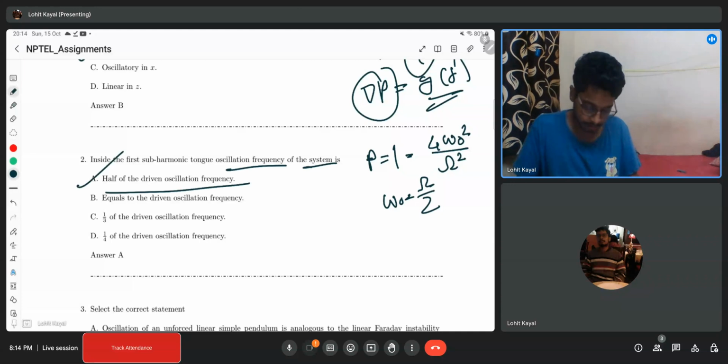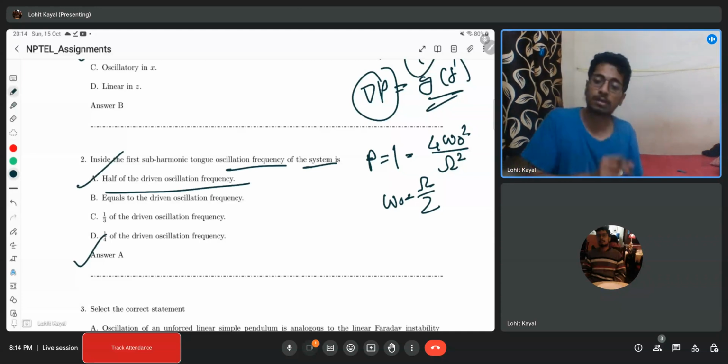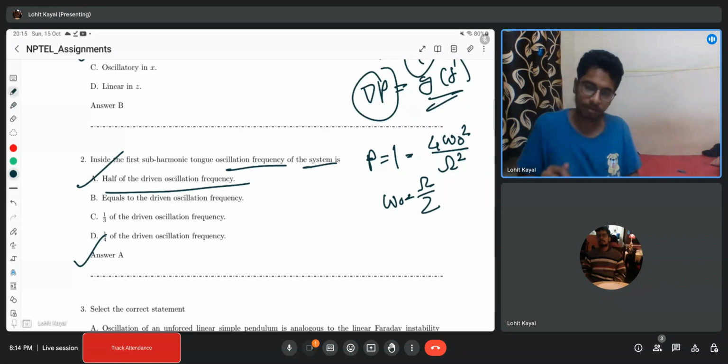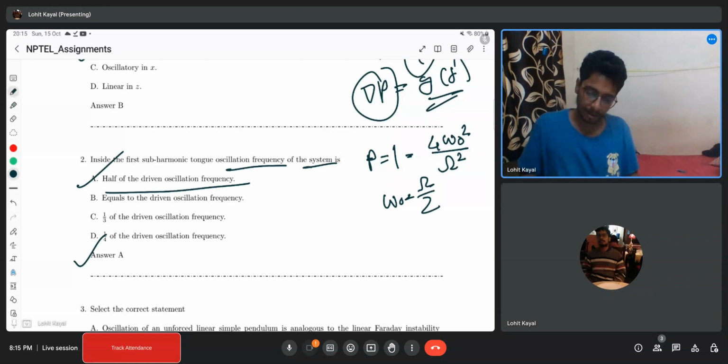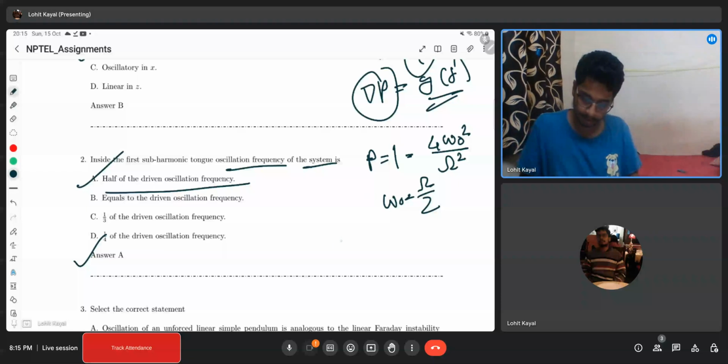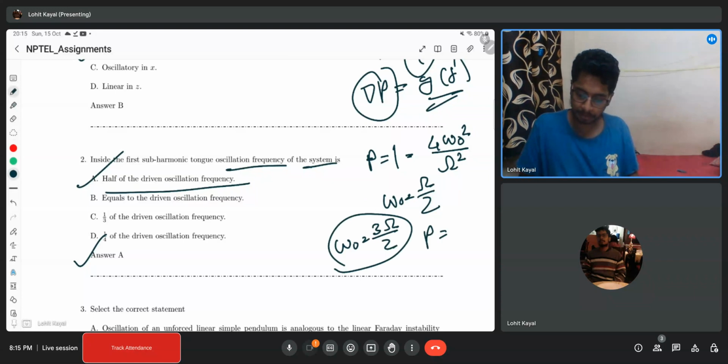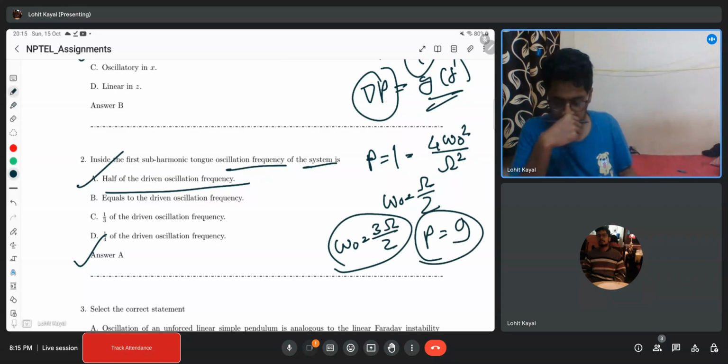So this is correct. If I ask you what will happen for the third subharmonic term, P will not be equal to 3, because for the third subharmonic term, your omega 0 will be 3 omega by 2, and your P will be equal to 9. So this will be the case.